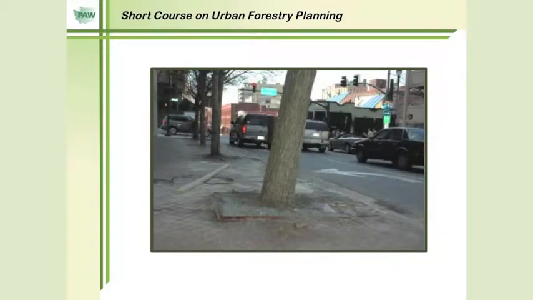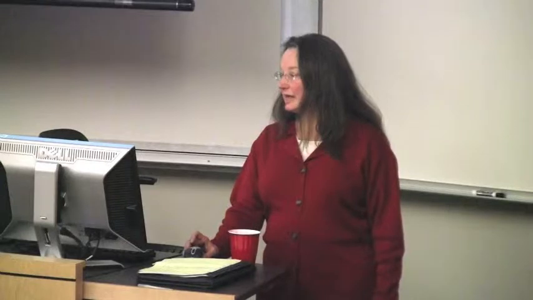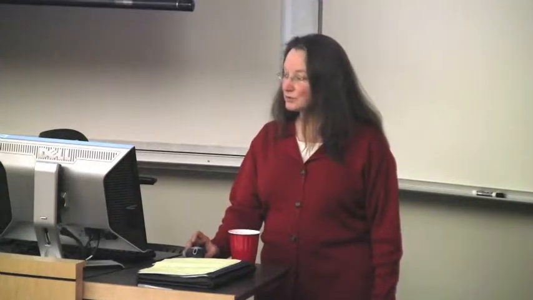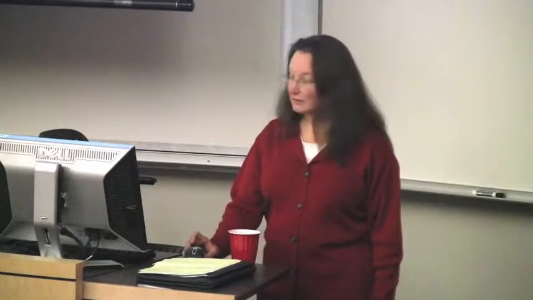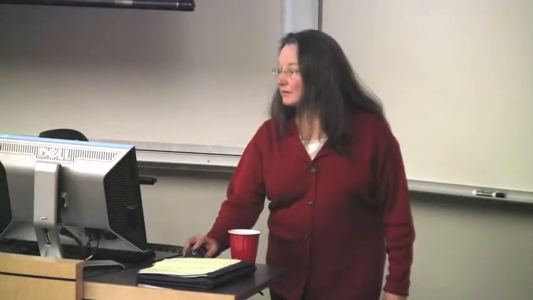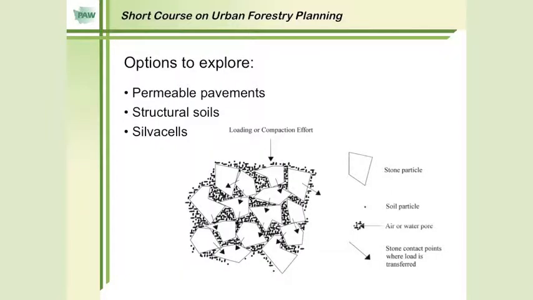Pedestrian traffic is a huge compaction agent. And this is an area where they've actually walked the bricks down into the underlying subsoil. And you can actually see how it's started impacting this tree. It's destabilized the root system enough that the tree is leaning. Again, options to explore are permeable pavement, structural soils, silva cells.